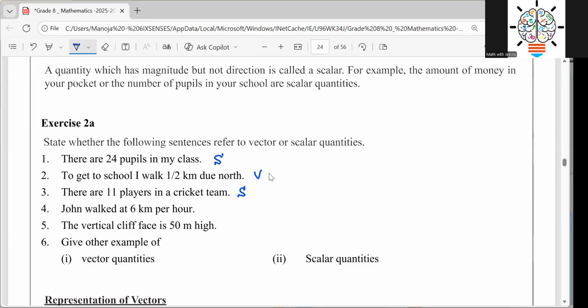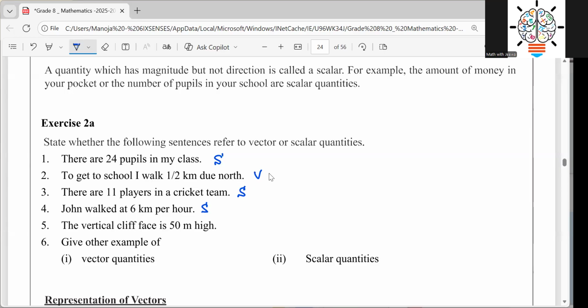We don't know which direction he runs, how he walks. So he walked 6 kilometers per hour. It's just a magnitude. It's just a value that within an hour, he has gone 6 kilometers. We don't know whether he moved to the north side, whether he moved to the right side or the west, south, north, we don't know. So then it is a scalar, right?